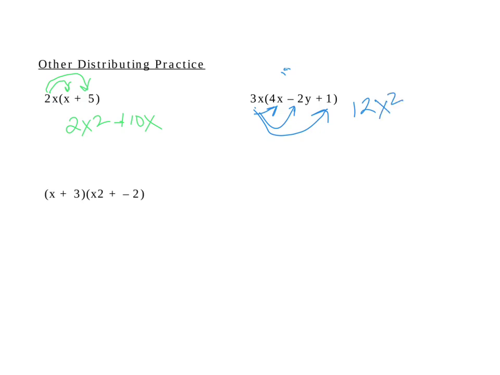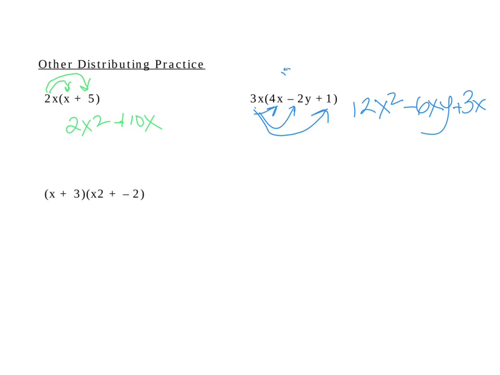That is going to be 3 times 4, which is 12, x times x, which is x squared. 3x times negative 2y. Well, we know that 3 times negative 2 is negative 6. We don't know what x is, we don't know what y is, so we just leave them there. Negative 6xy. 3x times 1 is plus 3x. Again, here we have a situation where everything's pretty simplified. There's no x's to combine or numbers. And so 12x squared minus 6xy plus 3x is our finished product.